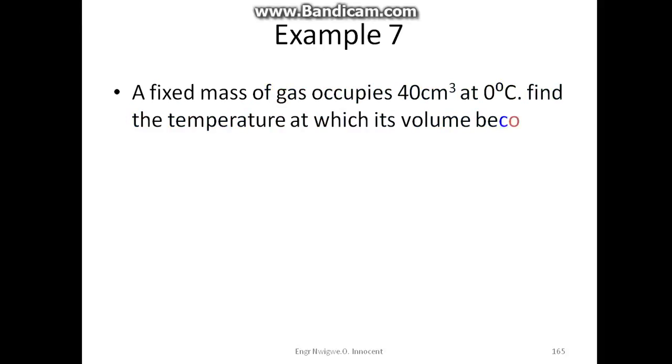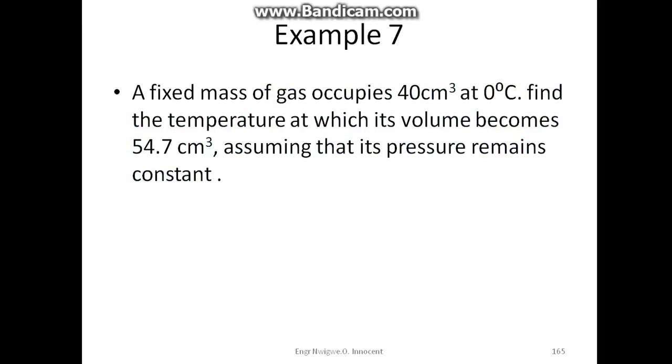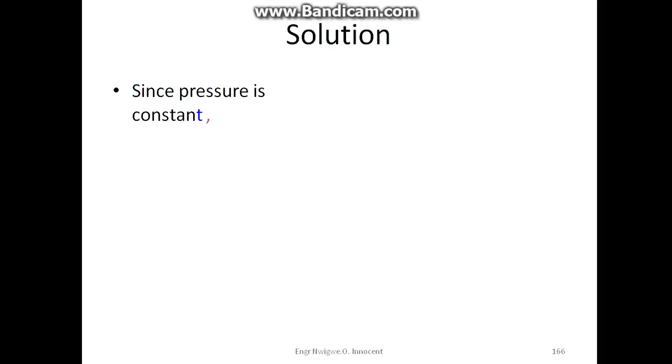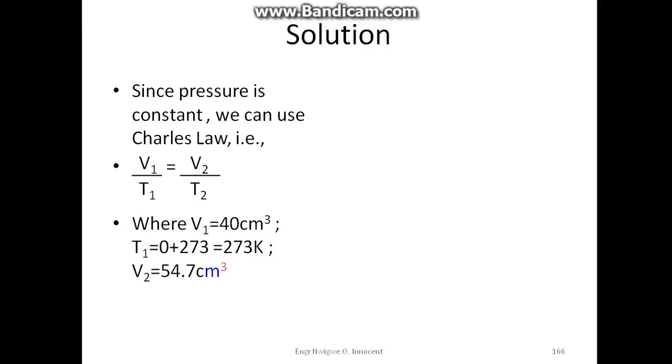Example 8. A fixed mass of gas occupies 40 cm cubed at 0 degrees Celsius. Find the temperature at which its volume becomes 54.7 cm cubed, assuming that its pressure remains constant. Solution. Since pressure is constant, we can use Charles' law, that is V1 over T1 equals V2 over T2. We have V1 is equal to 40 cm cubed, T1 is 0 plus 273, which will give us 273 Kelvin. V2 is equal to 54.7 cm cubed.